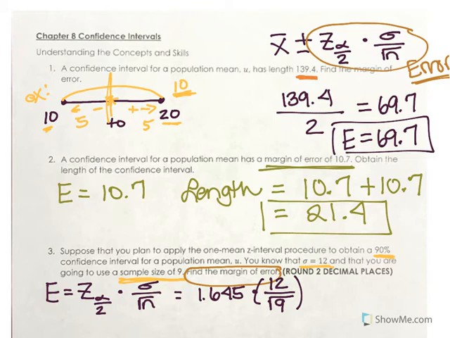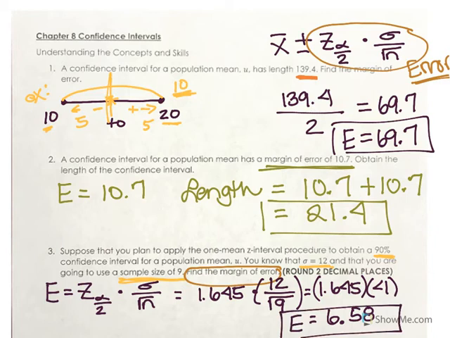So we're going to say 12 divided by the square root of 9, which is 3, will give us a 4. So you're going to take 1.645 and multiply it times 4. And that would give 6.58. And it says here around to 2 decimal places, so it gave me 2 decimal places exactly. So our error that we would be adding and subtracting on both sides of the mean would be 6.58.